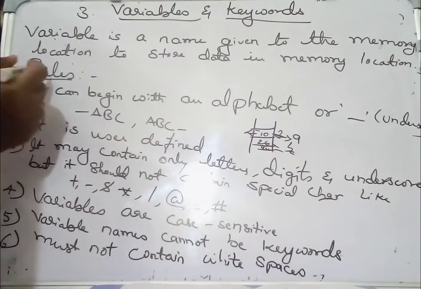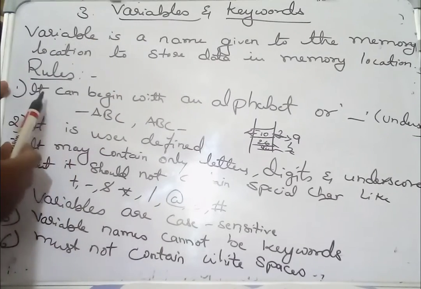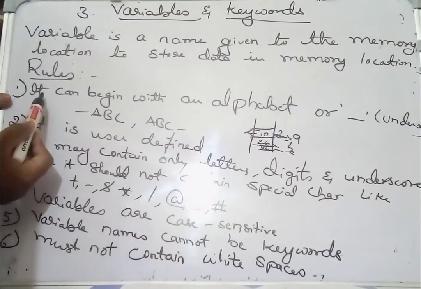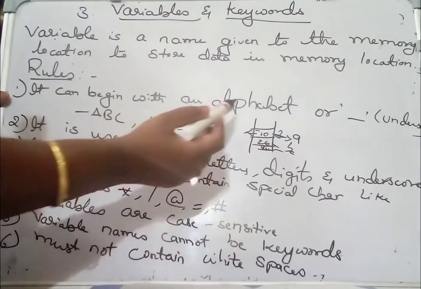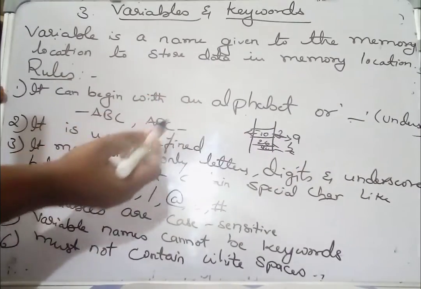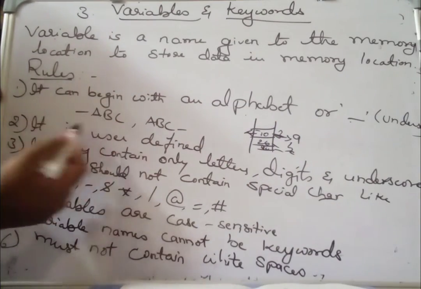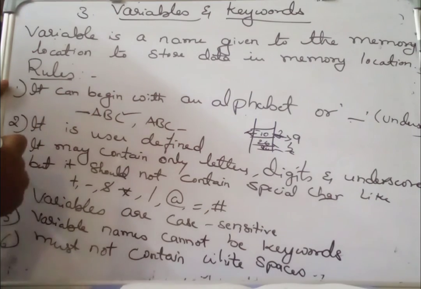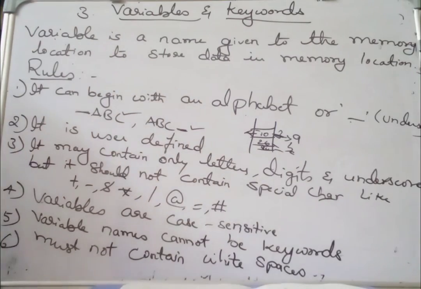So what are the rules we should follow to declare a variable? The first rule is that it can begin with an alphabet or an underscore. Remember, a variable can begin with an alphabet, that is, an uppercase letter or a lowercase letter, or it can begin with an underscore symbol. Apart from that, it should not begin with any other symbol. See here, _ABC is a valid variable, and ABC_ is also a valid variable.